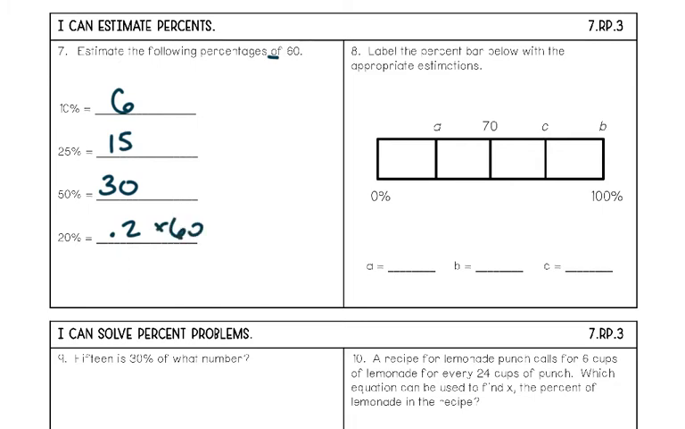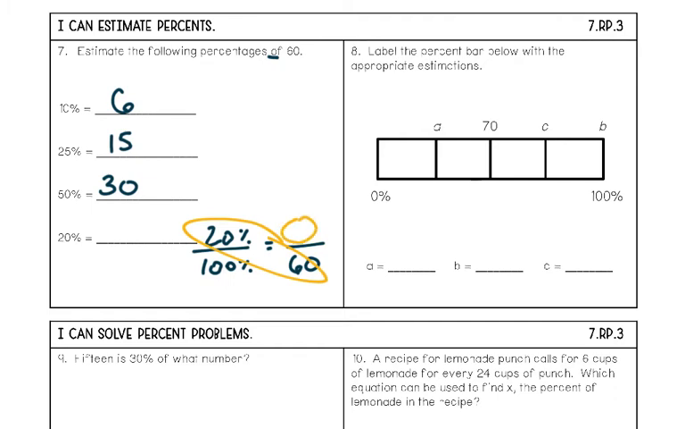You could also set up a percent proportion. A percent proportion is always the percent out of 100, because 100 is the max percent. And then the total would go on the bottom of your other fraction, or the whole. So I'm looking for the part, 20%. I would just cross multiply to solve, and I'll end up with this missing number. In this case, I get 12.